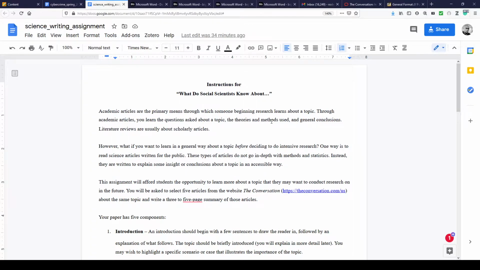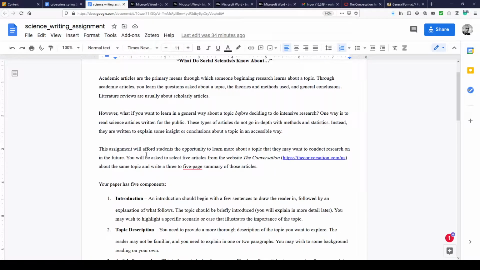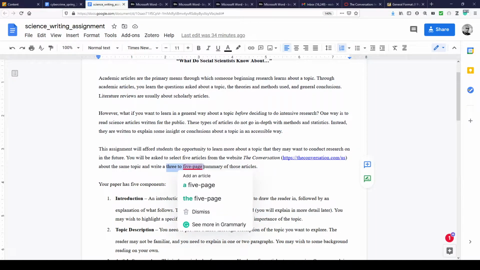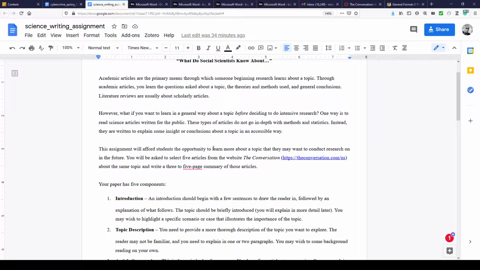And so you can read the instructions here. It needs to be between 3 and 5 pages. I think that's a good length for this. And you'll be getting your articles from the website, The Conversation. So what I'll be showing you is my writing process. And although I've got some restrictions here, the 3 to 5 pages and using the Conversation website, this process should go for any type of writing.